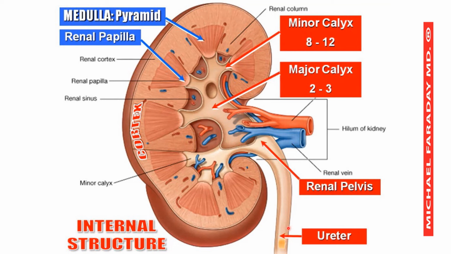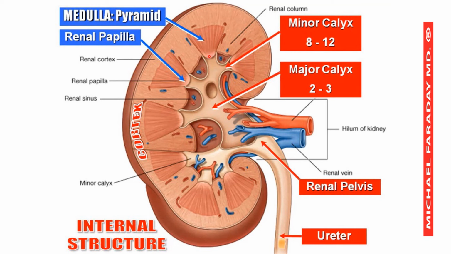Again, this is the internal structure of the kidney. There are two main parts: the outer cortex and the inner medulla. We said that the outer cortex is made up of convoluted tubules, whilst the inner medulla has collecting tubules. These straight lines here are the collecting tubules. You can see that they are all converging at a particular point, the apex of the medulla, called the renal papilla.